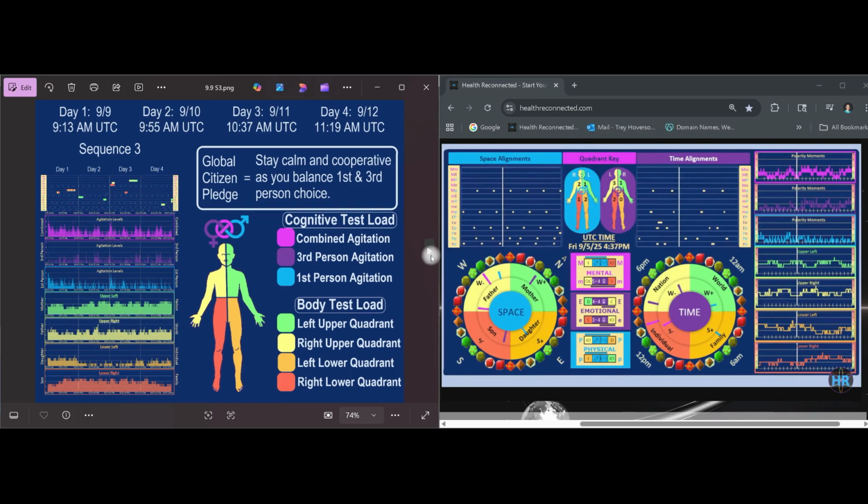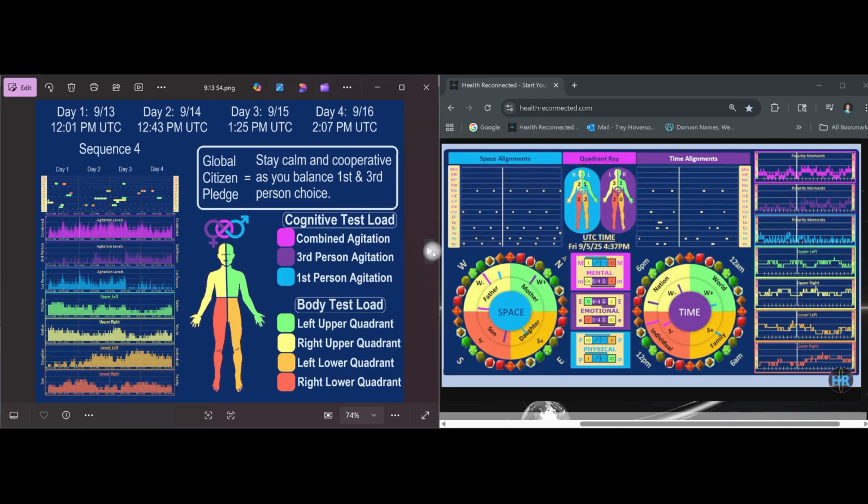So if we go to sequence 3, you see how day 1, we're going to have to worry about some low back stuff. Day 3, we've got a little bit of low back stuff, but the alignments in sequence 3, they're not that much. Now, if we go to sequence 4, completely different. And you're going to see down here how much the quadrants of the body. So this is 4 days of testing.